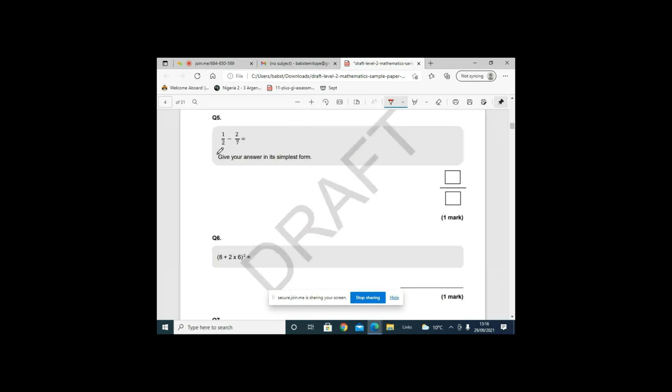This one too is a normal fraction. Can you do this one for me, please? I want us to make sure of the time. Can you do this one for me, please? 1 over 2 minus 2 over 7.